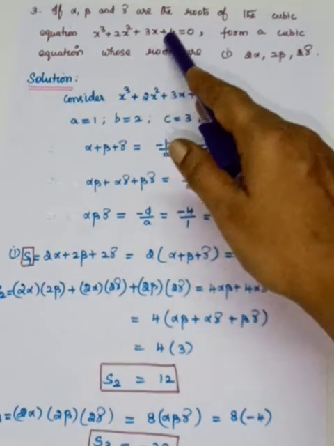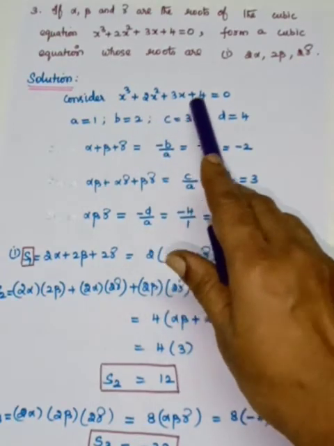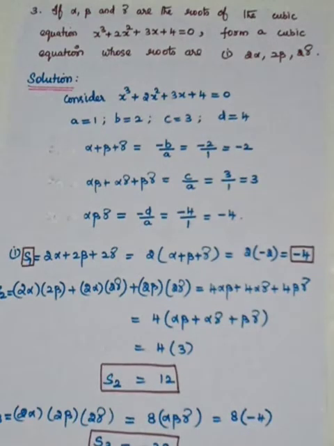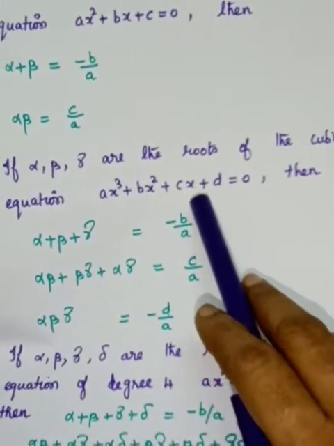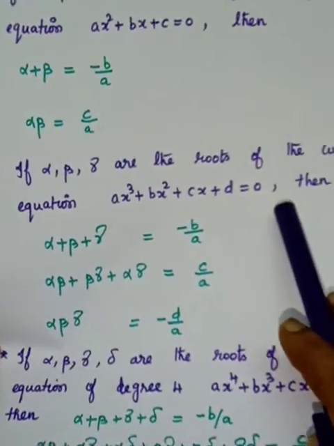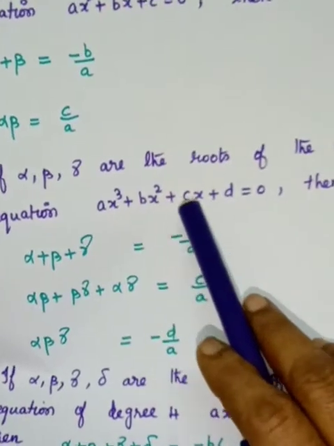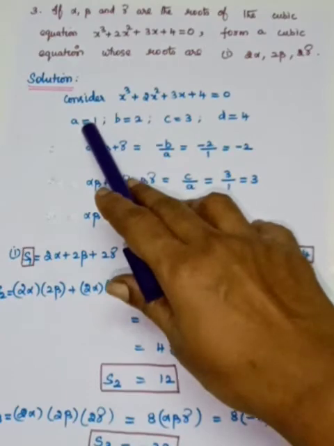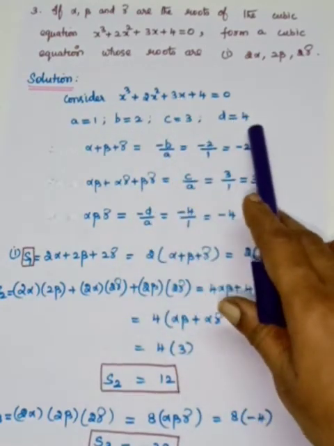So first consider the equation given: x cube plus 2x squared plus 3x plus 4 is equal to 0. How will the cubic equation format be? It is in the form of ax cube plus bx squared plus cx plus d is equal to 0. So a is the coefficient of x cube, b is the coefficient of x squared, c is the coefficient of x, and d is the constant. From this, a is equal to 1, b is equal to 2, c is equal to 3, and d is equal to 4.